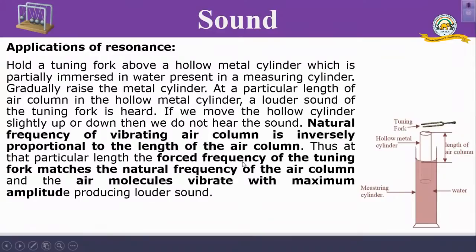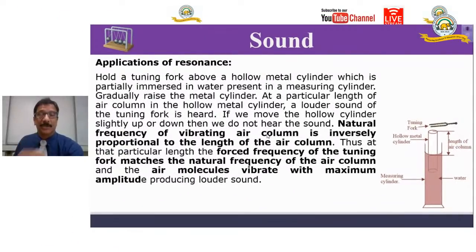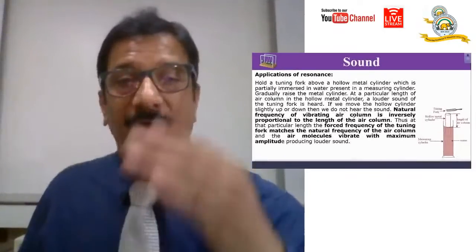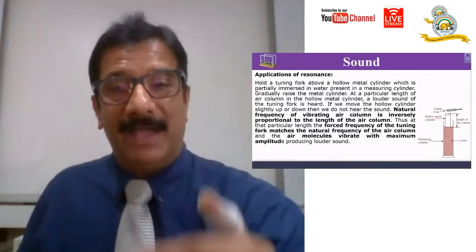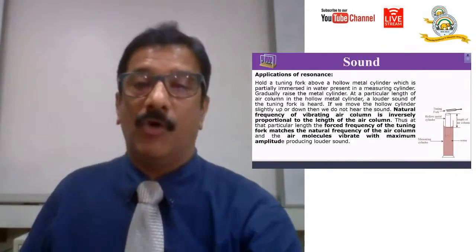Thus, at that particular length, the forced frequency of the tuning fork, again in this application I am making it clear, which is causing forced vibration, matches the natural frequency of the air column, and the air molecules vibrate with maximum amplitude, producing louder sound. I am not simply saying that because the frequency of forced vibration matches with the natural. I am identifying which is causing forced vibration and matches with the natural frequency of what, the air column.